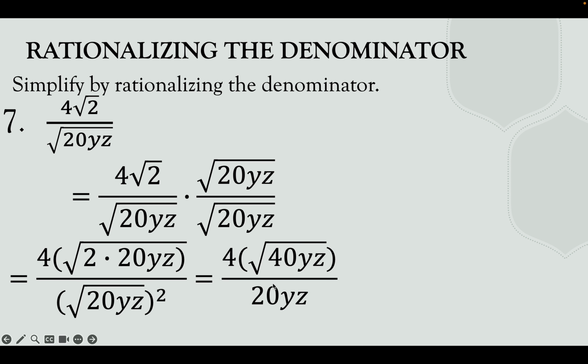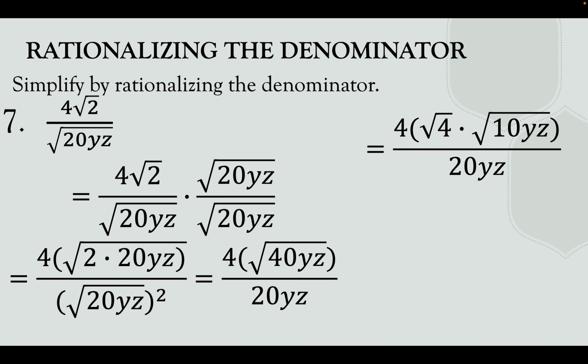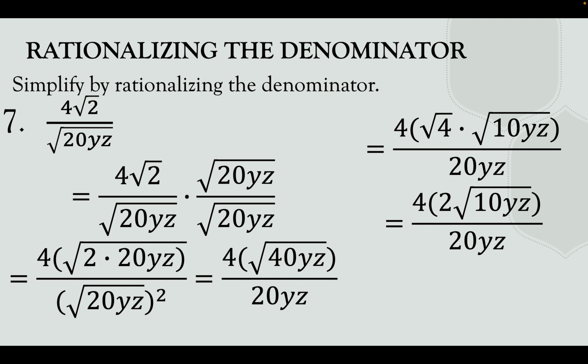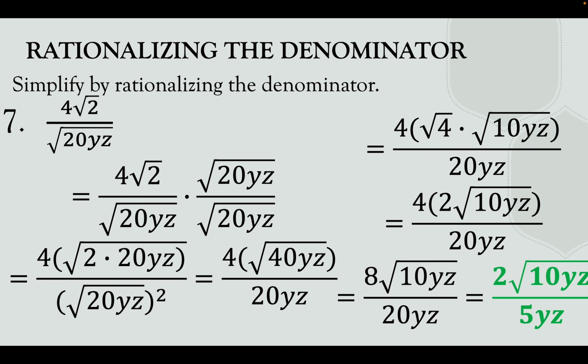So we get now 40. Since 40, we can factor 40 into 4, square root of 4 and square root of 10. Since square root of 4 is a perfect square, we can simplify this one. So square root of 4 now is 2. So we have 4 times 2 square root of 10yz over 20yz. So 4 times 2, we have 8 square root of 10yz divided by 20yz.